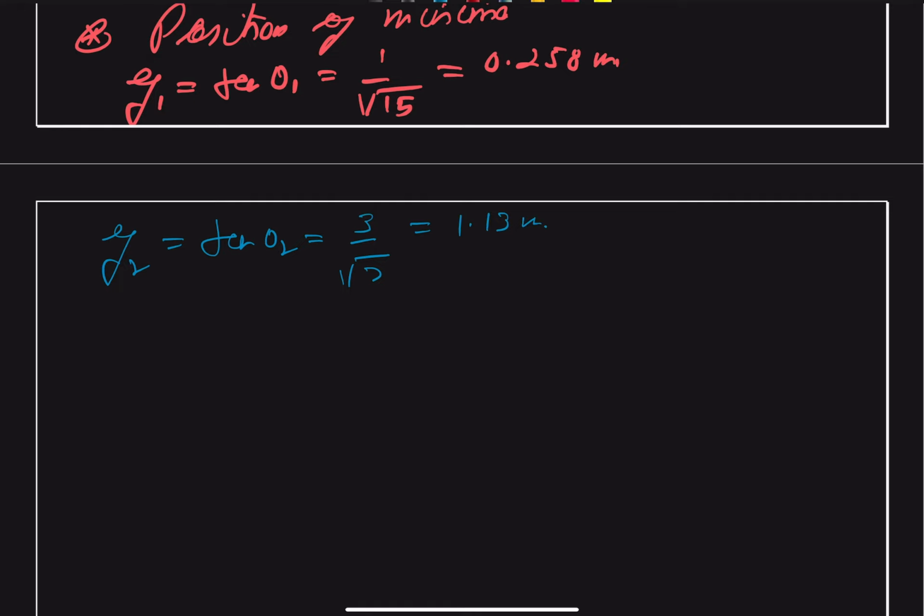Okay, and they will be symmetric about the, you can say, the central one. So from here we are going to get plus minus 0.258, and this will be also plus minus 1.13 meters because of the symmetricity.